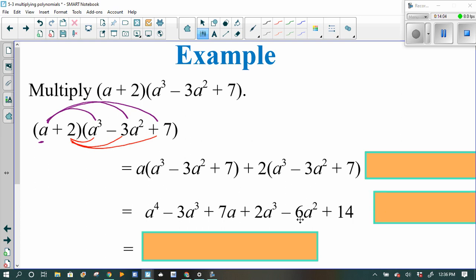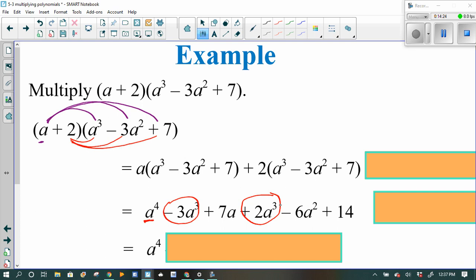So now I'm done multiplying, so I need to combine my like terms. So I have a to the 4th. You always want to start with your largest exponent. There are no more a to the 4ths, so you bring it down. Then I've got negative 3a cubed, and there's a positive 2a cubed, so I can combine those two. Negative 3 plus 2 is negative 1a cubed.